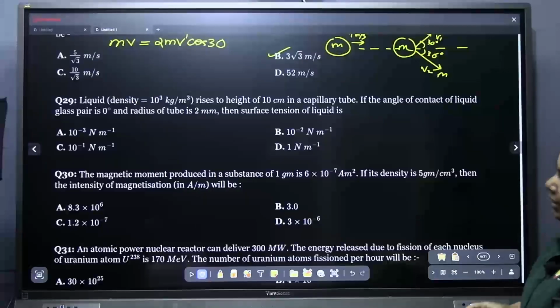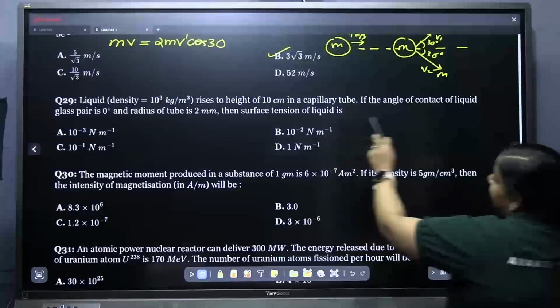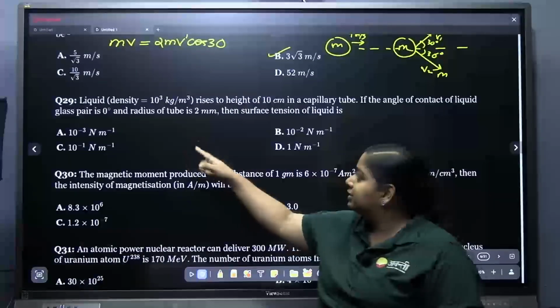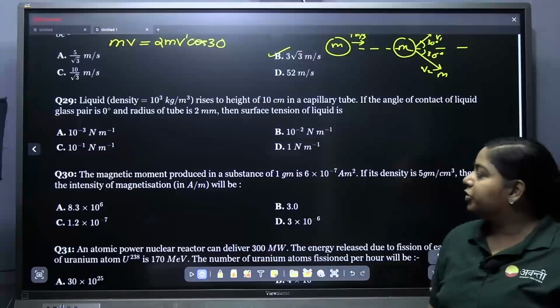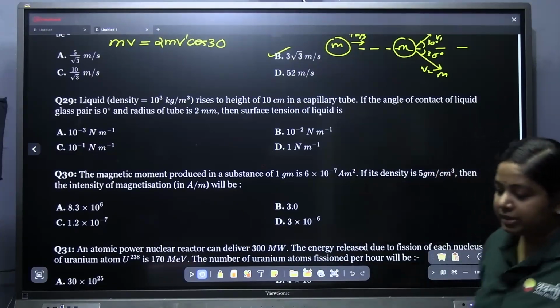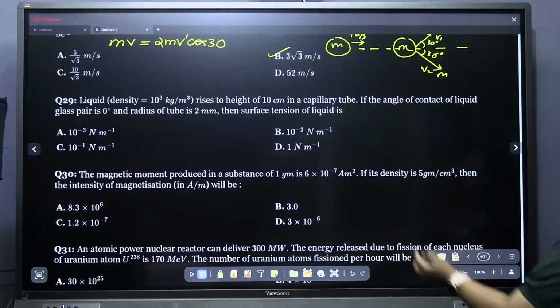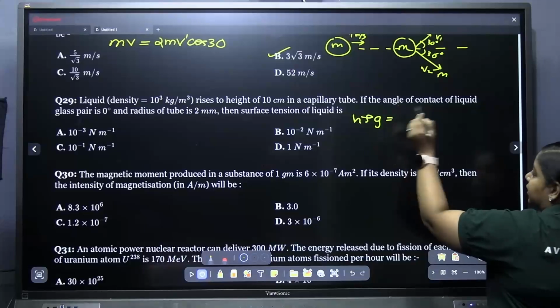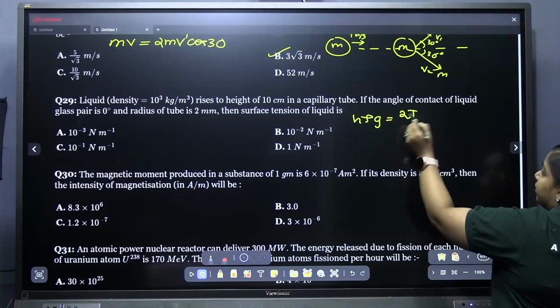Next one, a liquid of density 10 to the power 3 kg per meter cube rises to 10 centimeter in a capillary tube. If angle of contact of liquid glass pair is 0 degree and the radius of tube equal to 2 millimeter, what is surface tension of liquid? Surface tension of liquid we are getting H rho g is equal to 2T by R.